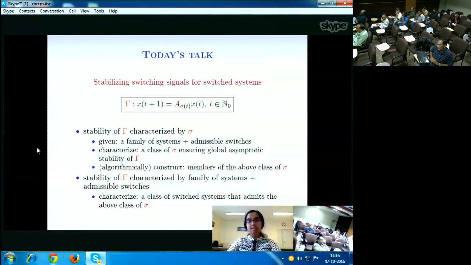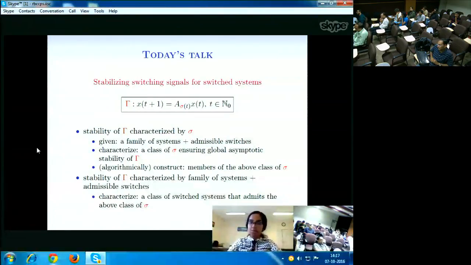Now, in the second set of results, we will study a reverse question. So now we know that if a switching signal satisfies a certain condition, then under this switching signal, a switch system is stable. So now the question under consideration is, what class of switch systems admits such a switching signal that satisfies our stability condition? So observe that in the first problem, we are talking about a family of systems and a set of admissible switches which are given to us. And in the second problem, we are talking about a class of switch systems. Now we will characterize this class of switch systems in terms of the classes of subsystems, the components of the switch system, and the classes of admissible switches. So these are the two problems I will describe today.